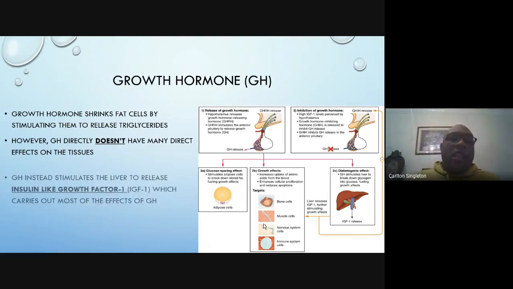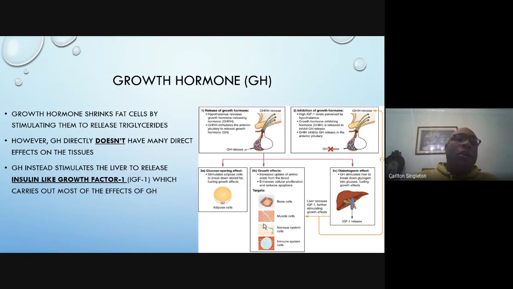So it stimulates the liver to produce and release something called insulin-like growth factor, or IGF-1, which carries out most of the effects of GH. Okay. So all the effects will be carried out by insulin-like growth factor. So make sure you do know that for your exam, that GH will stimulate the release and production of insulin-like growth factor.